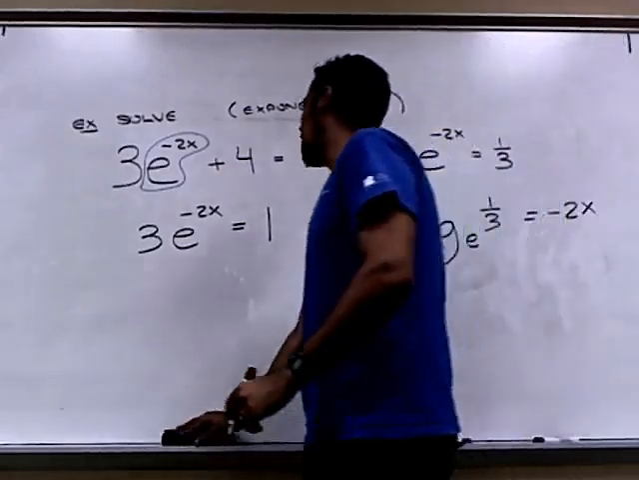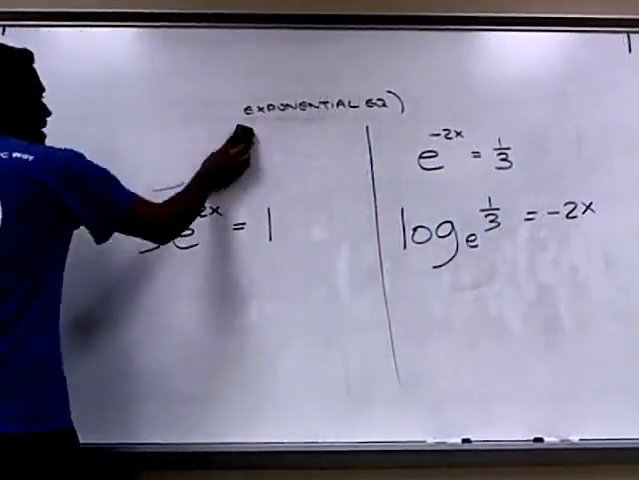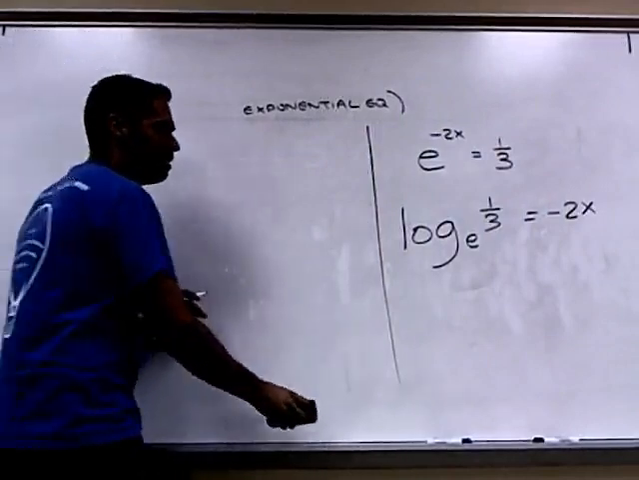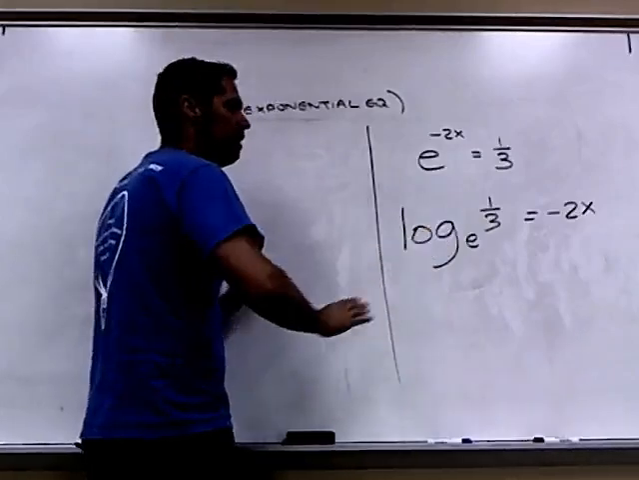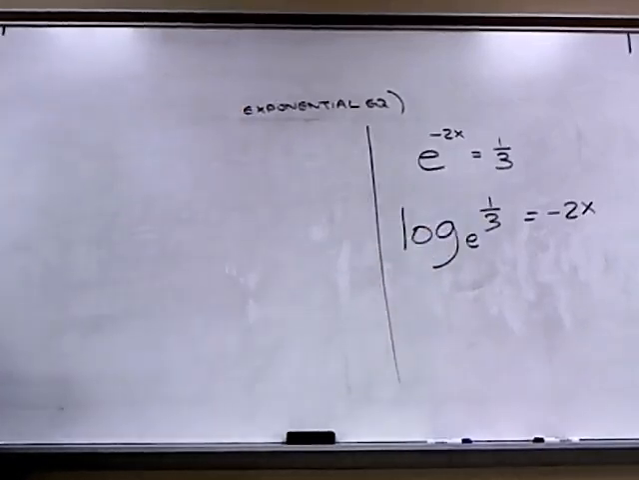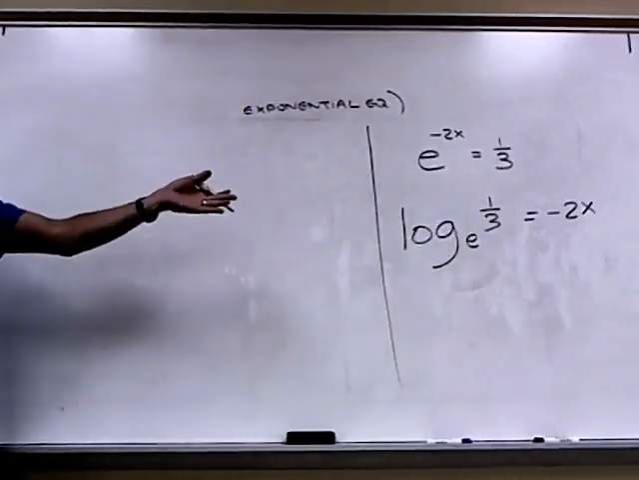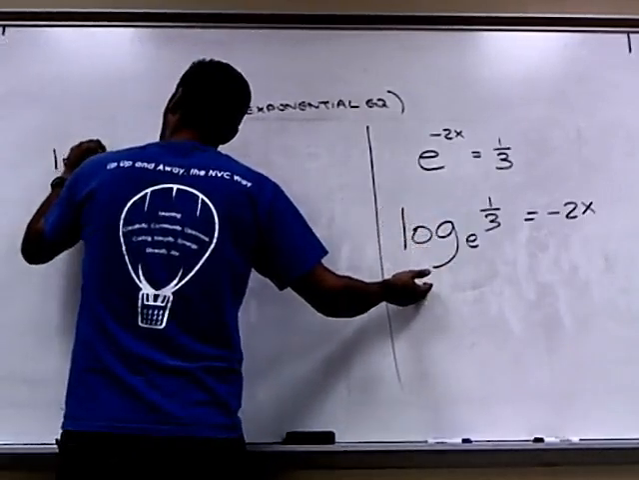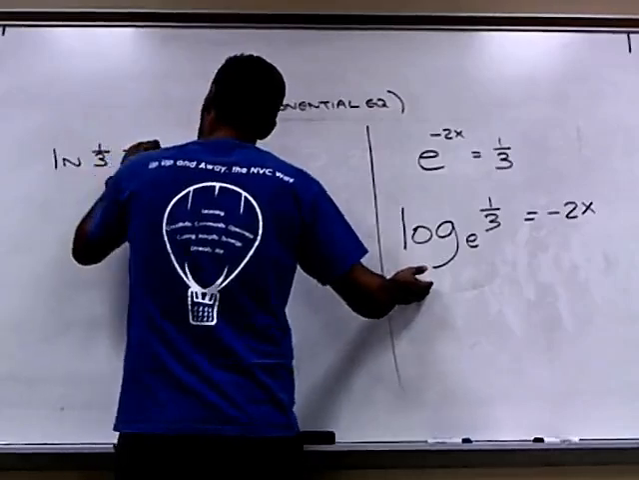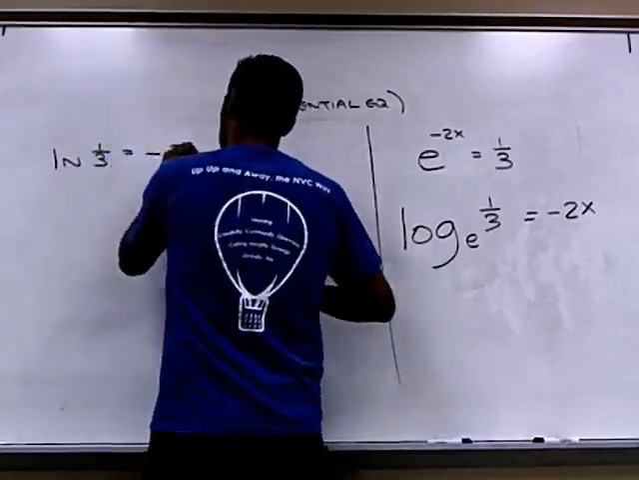Now on the left side, it's going to be a little different than last time. Because last time, didn't we take the left side and do the change of base formula? Yes. You don't have to here. Why? Because it's log base e, which is what? Natural log. So this is actually just natural log of 1/3 equals negative 2x.